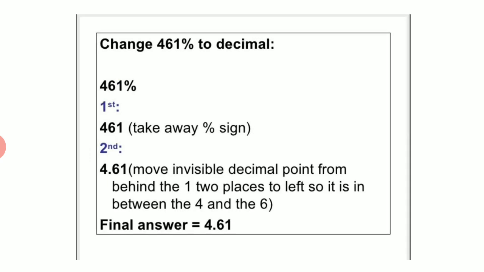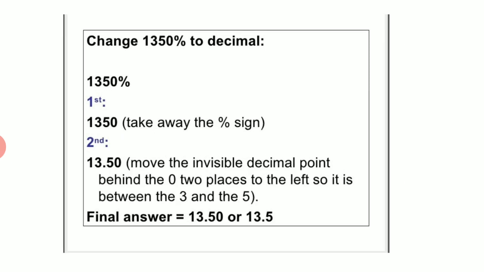Suppose we want to change 461%, which is a 3-digit number, to decimal. First step, again we need to take out the percentage sign. So 461% becomes only 461. The second step is we need to move the invisible decimal point from behind 1 two places to the left. So the decimal point will lie between 4 and 6. So the final answer we get is 4.61.